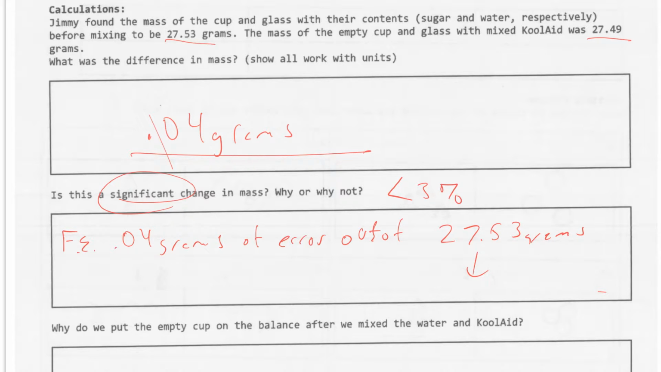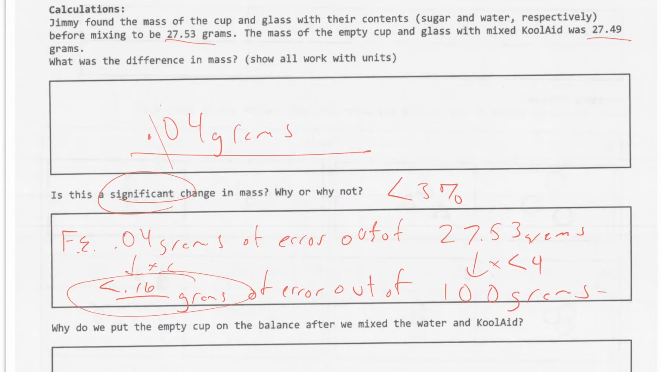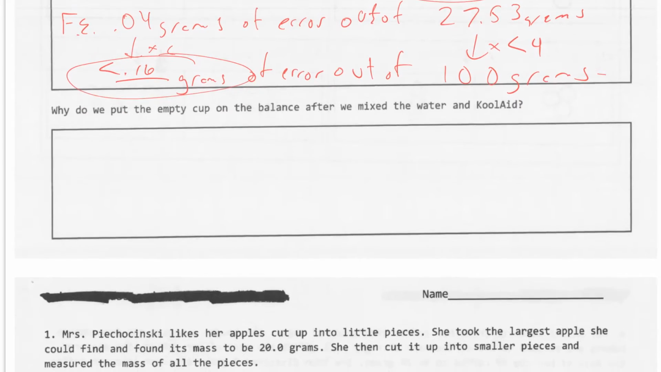And then down here we've got 100 grams. And if we think about this, 25 times 4 is 100, so that means that this number is a little bit less than 4. And how many grams of error do we have out of 100? So this is going to be times something a little bit less than 4. Well, even if this was 4, this would be 0.16. So it's going to be a number less than 0.16. That is definitely less than 3%. So we're going to say, no, that's not significant at all. Maybe the scale was a little off. Maybe somebody was walking by and there was a little bit of wind.